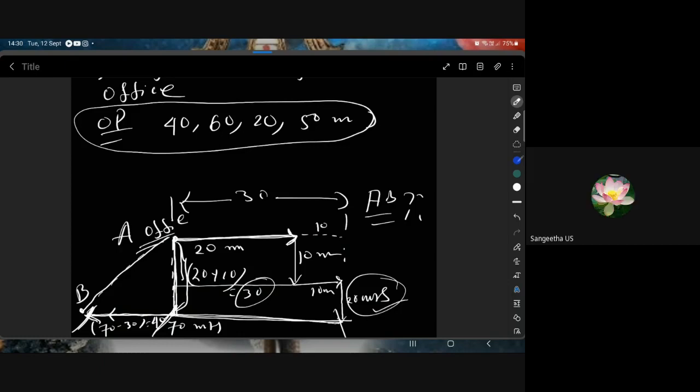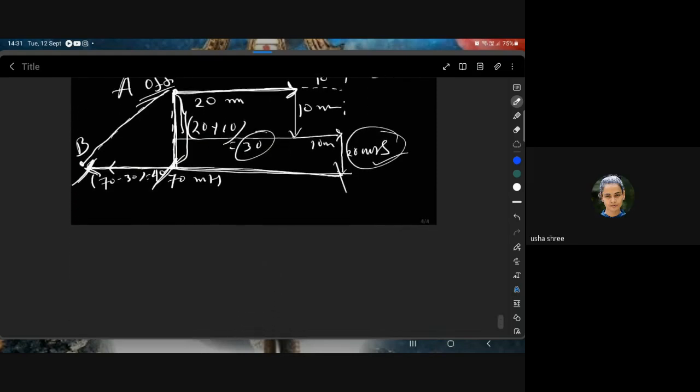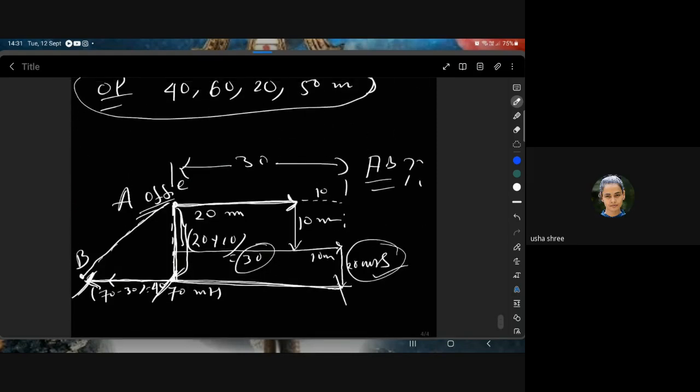Right. Okay. Now, is there 25 in the choices? Again ask, what are the choices? 20, 40, 60 and 50. 50 is the answer. Are you asking for the options? 20, 40, 60, 50. 50 is the answer, bhaiya.